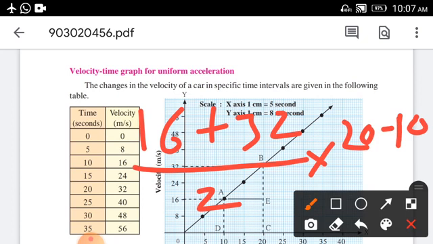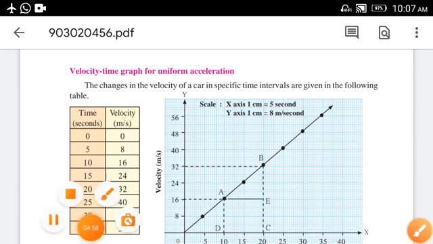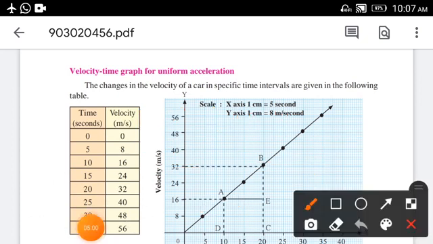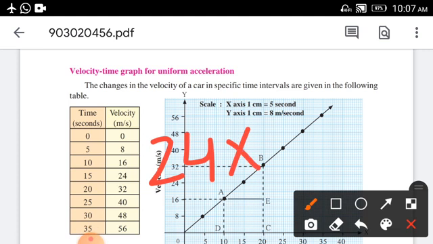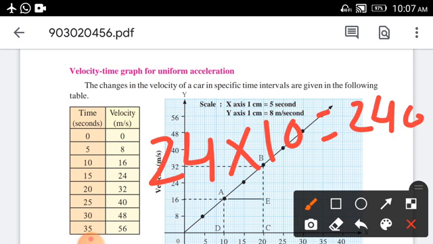After that, we use this: 24 multiplied by 10, we get 240 meter.